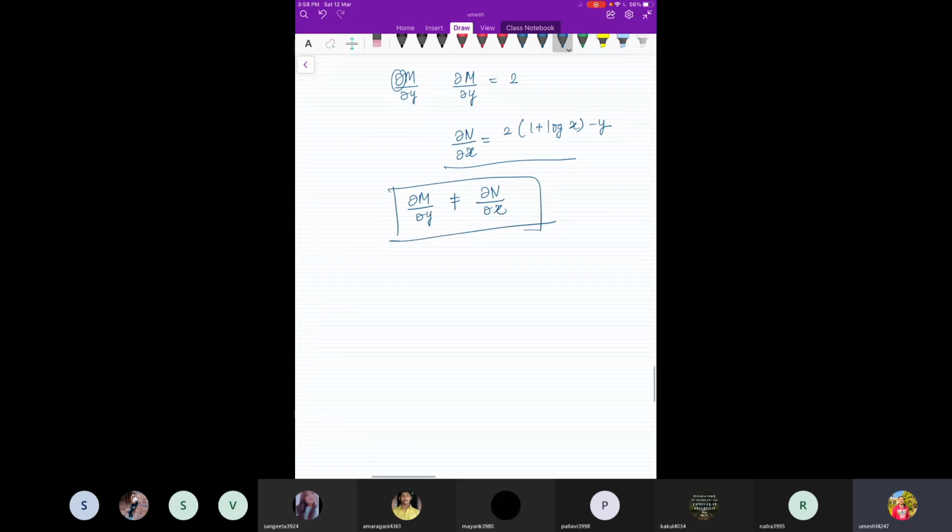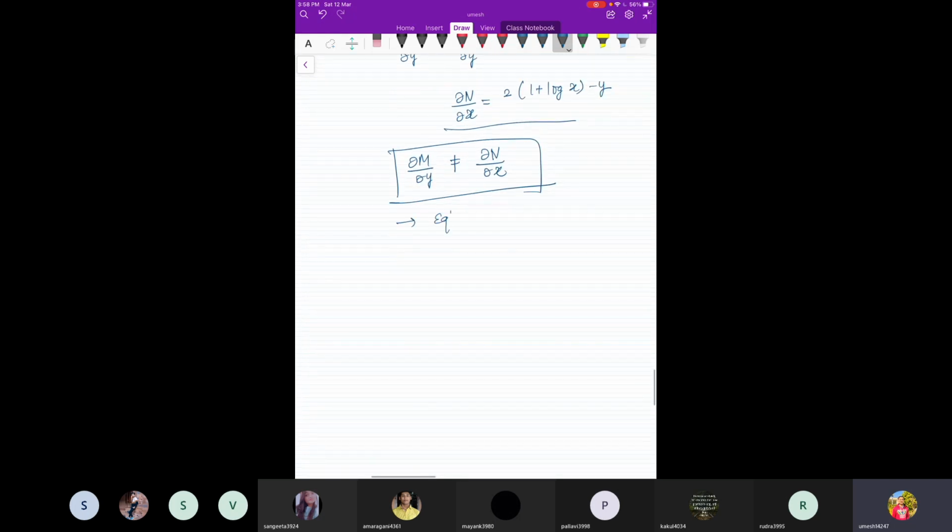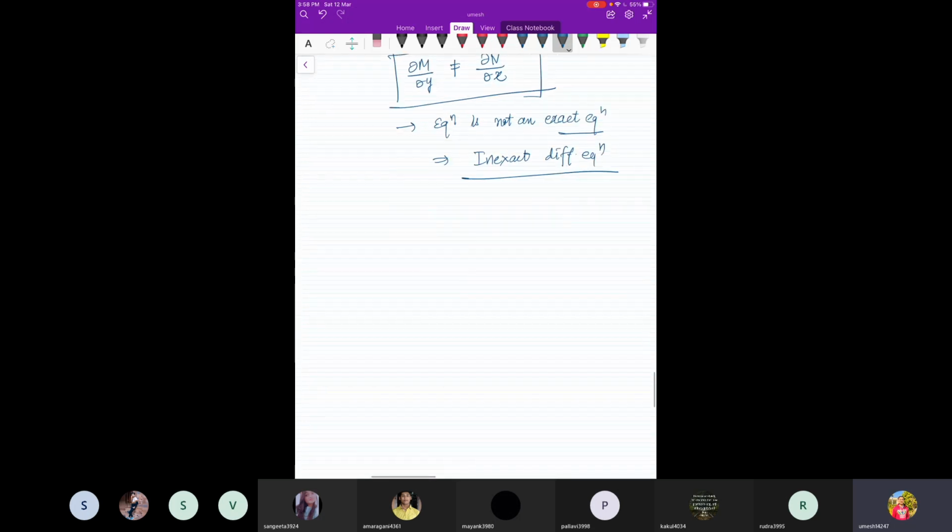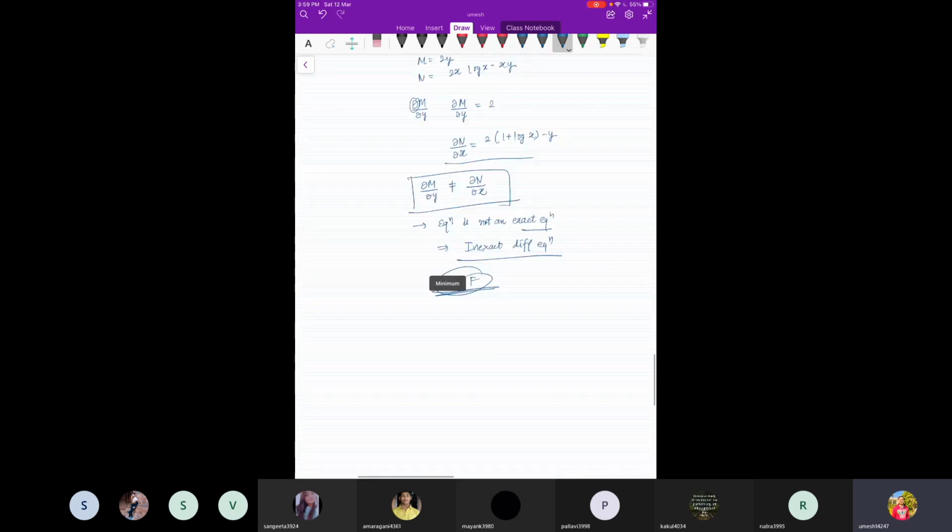This clearly means that the equation is not an exact equation. Okay, the equation is not an exact equation. इसको हम बोलते हैं inexact differential equation. और किसी inexact differential equation को अगर हमें exact बनाना है we will be multiplying the equation with some integrating factor जिसके 2 से 3 मेथड्स होते हैं, that we will be discussing tomorrow.